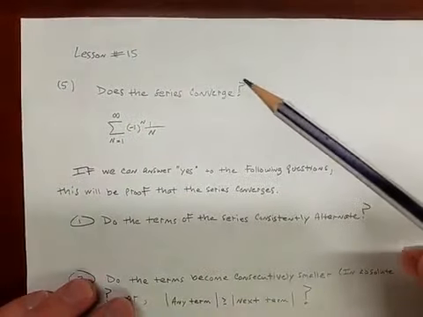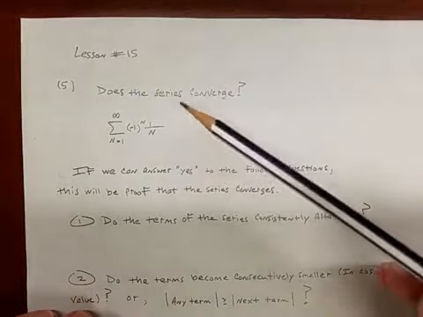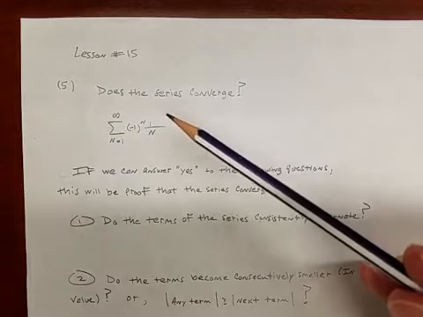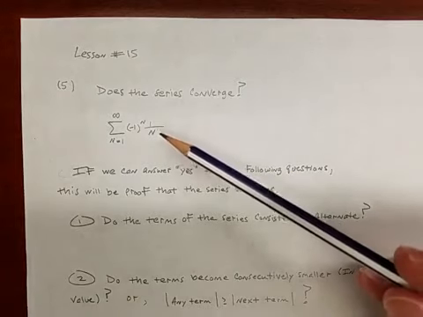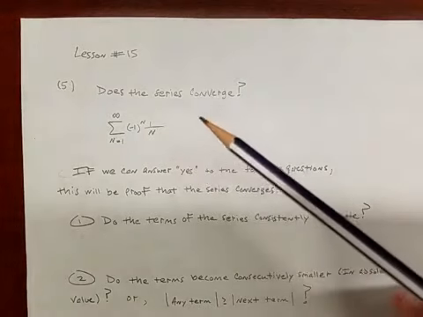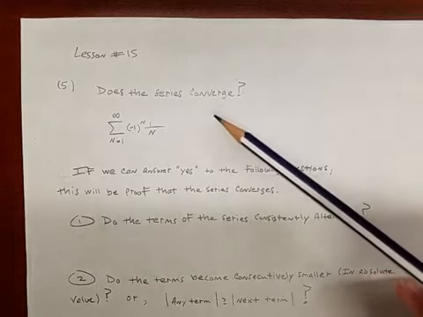Now, what's the reason for discussing that? Let's go back to the lesson, and in question 5, the question is, does that alternating series converge? Not something we've talked about yet. I mean, you know what it means if a series converges.